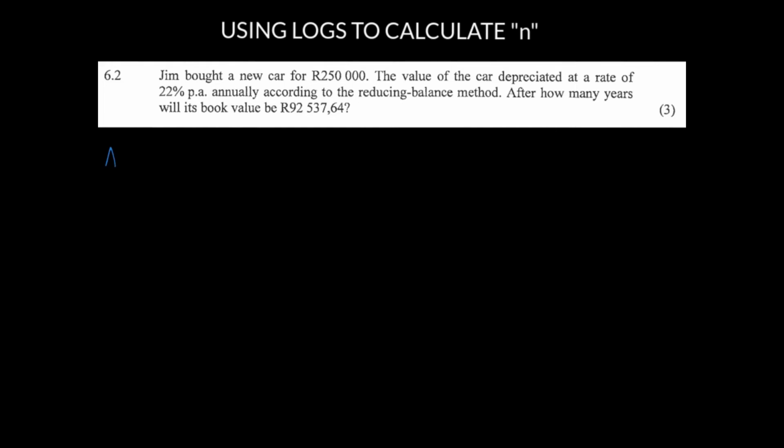This is in the context of a reducing balance type of question. What's happened here is that we've been given a scenario. Jim has bought a new car for 250,000 Rand. The value of the car depreciated at a rate of 22% per annum, according to, very important here, the reducing balance method. So that tells us which formula we need to use. After how many years, so the implication is we need to calculate n, will its book value be 92,537 Rand and 64 cents?